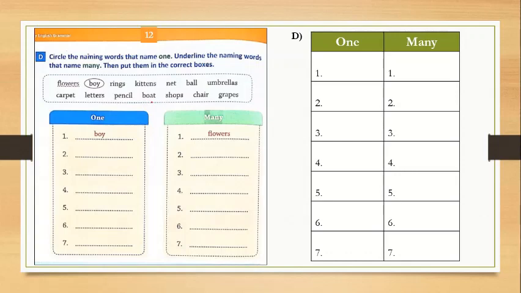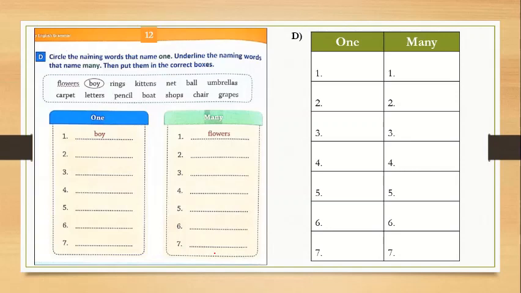Now what do we have to do? Here there are two columns given, one and many. The exercise says we have to circle the naming words for one, and underline means put a line below the naming words for many, and then arrange them in the columns given below. In the first column, we will put naming words for one, that is singular nouns. And in the second, we will put naming words for many, that is plural nouns.